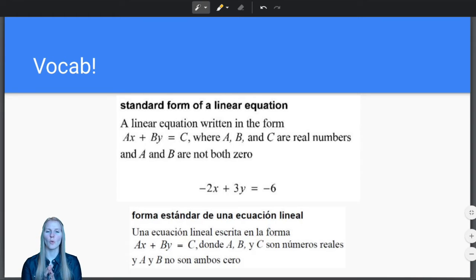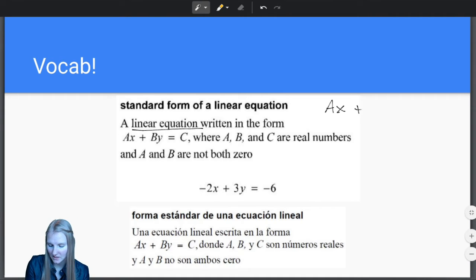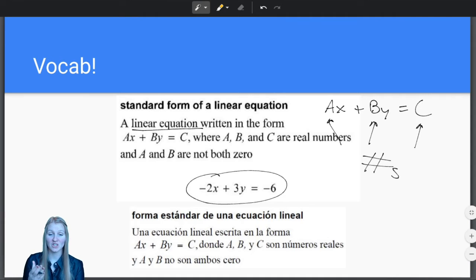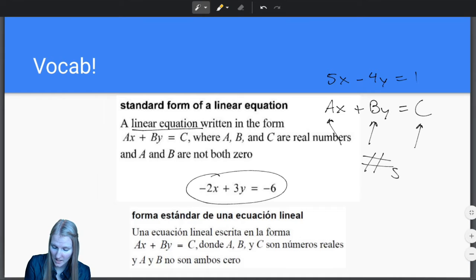So, standard form of a linear equation is a linear equation written in the form ax plus by equals c, where all these capital letters A, B, and C, these are just numbers. So we could have -2x plus 3y equals -6. We could have 5x minus 4y equals 1. We can have whatever we want as long as A, B, and C are real numbers.